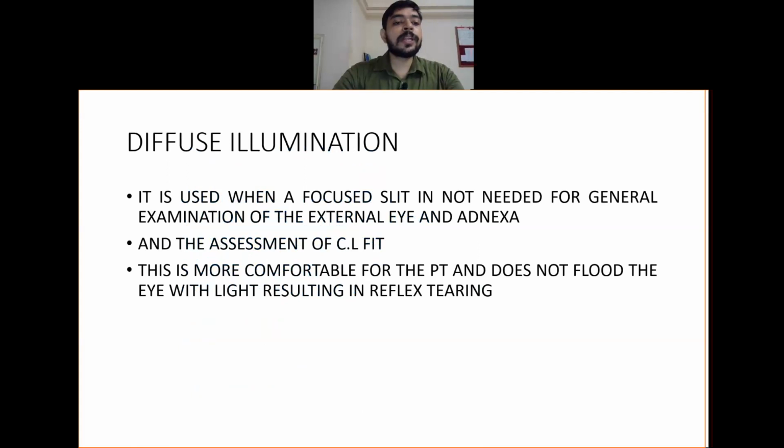So diffused illumination, from the name itself it states that the illumination which we are projecting onto the patient's ocular surface will be diffused in nature, or spread out in nature. It is used when a focused slit is not needed, for general examination of the external eye and adnexa. So we'll be projecting a wider, broad beam onto the patient's eye with lower brightness. And the assessment of the contact lens.